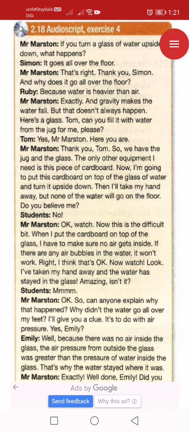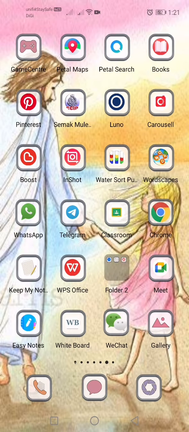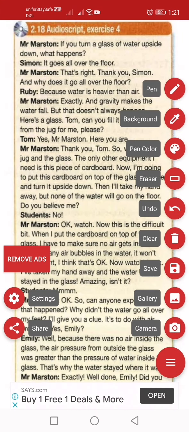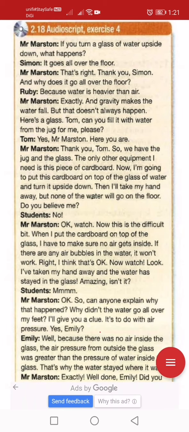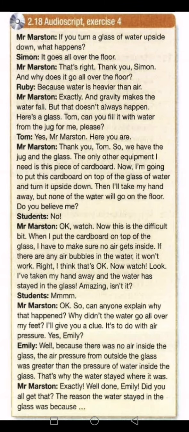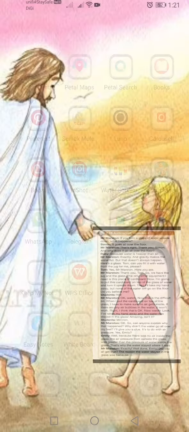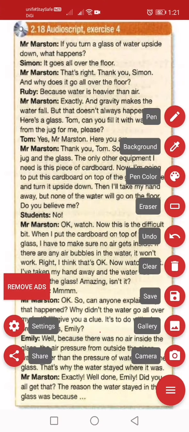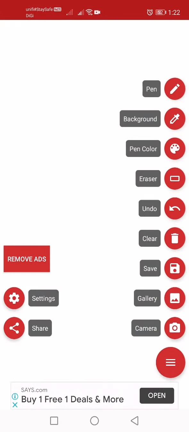Excellent, well done Emily. Let me read from here. That's why, exactly. Well done, Emily. You are good. Did you all get that? The reason why the water stayed in the glass was because of air pressure. Okay. So, you have already listened to my explanation. Kamu sudah dengar penerangan cikgu.